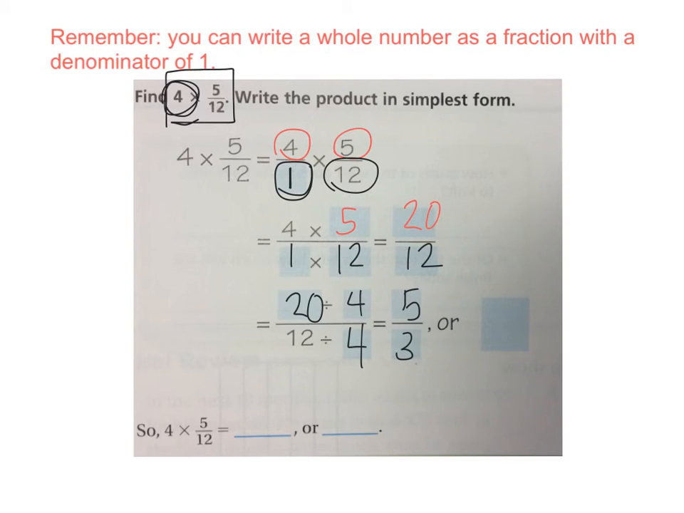Now, is that in simplest form? Technically, but it is an improper fraction. So let's make it more proper. So 5 over 3 can be rewritten as? So 4 times 5/12 is equal to? Yeah. Okay, very good.